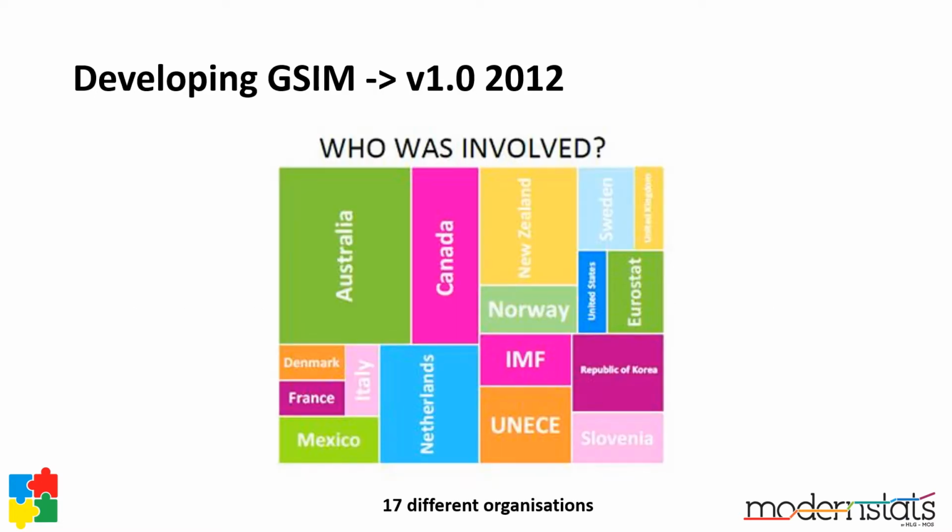So who was involved in developing the GSIM? There were 14 different countries and 3 different international organizations. The international organizations, the UNECE, Eurostat and IMF, were involved in GSIM version 1.0. You can see that Australia contributed a large part, and Canada, the Netherlands was heavily involved, and you might find all your countries in this picture.